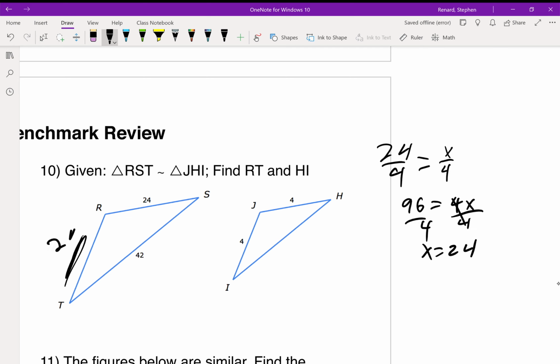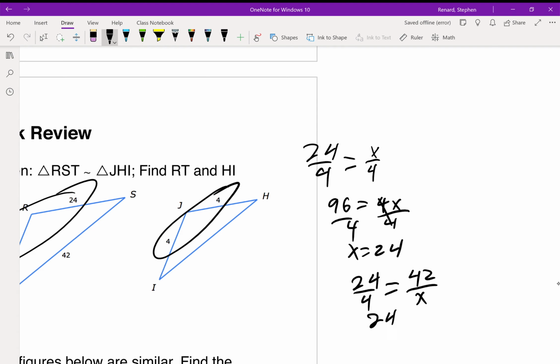We can also look at this and go, hold on a second, guys. This is an isosceles triangle. For it to be similar, they need to be proportionate. So that's also an isosceles triangle. Now we can go here, 24 divided by 4 is the same thing as 42 divided by HI. So we're going to call that x here. Couple different ways we can do this. Again, we can cross multiply. 24x equals 168. Divide both sides by 24, and you get x equals 7.